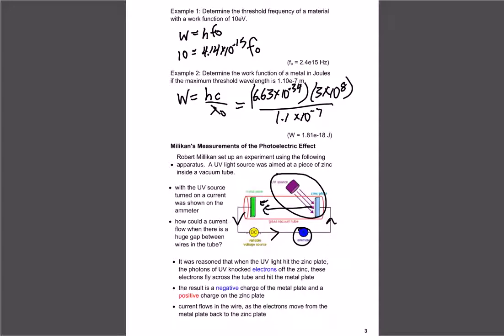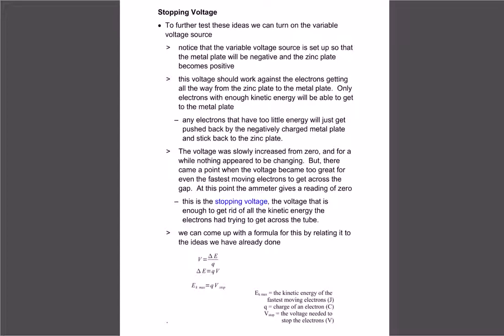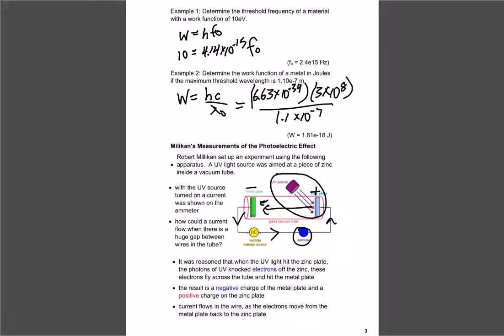So a couple of key things. So our electrons are leaving, so that would leave that plate positive. The electrons pile up on the other plate, that would make that one negative, and then our current flow, the electrons would go towards the positive plate. So what he also added to the experiment is trying to figure out how much energy those electrons actually had.